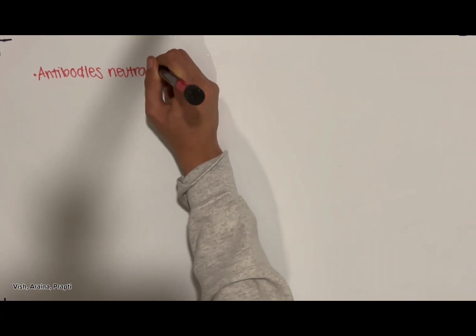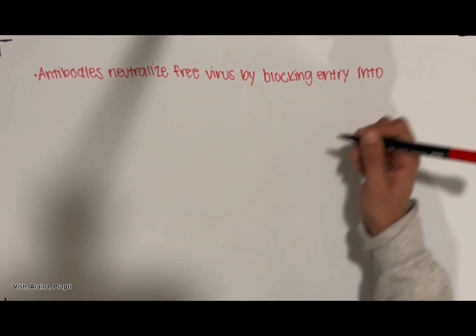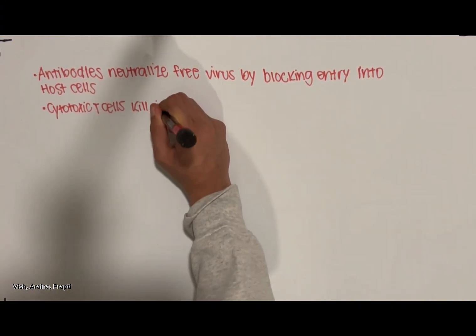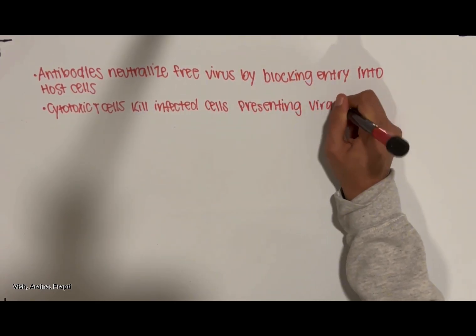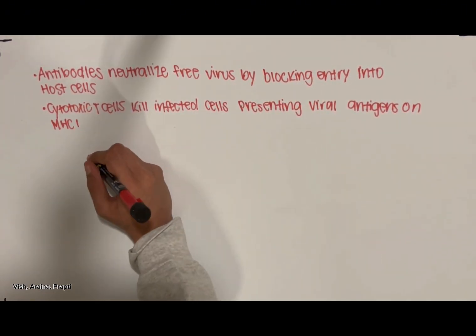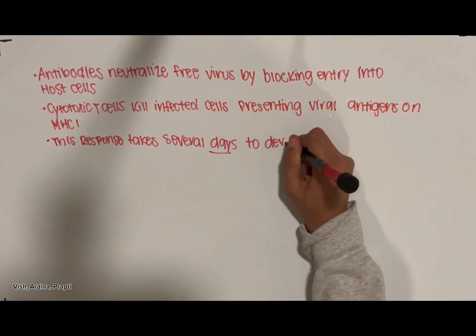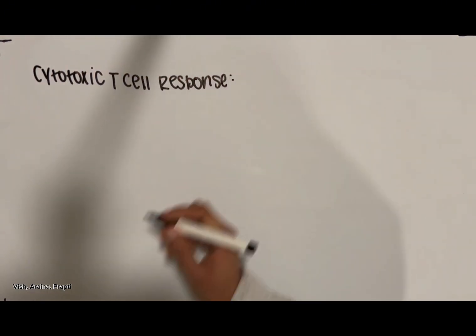Antibodies help prevent the virus from infecting new cells, while cytotoxic T cells destroy already infected cells. This combined response helps eliminate the infection. Cytotoxic T cells recognize infected cells displaying viral antigens on MHC class I molecules and destroy them, limiting the spread of the virus.